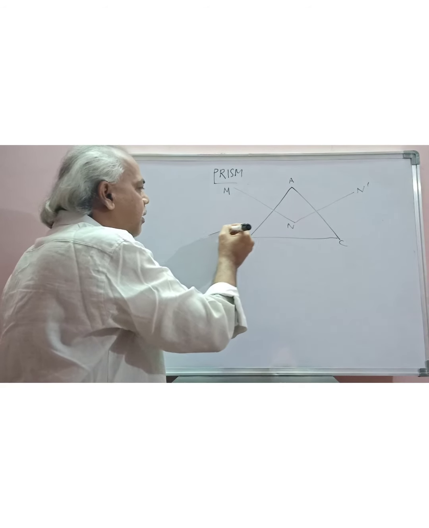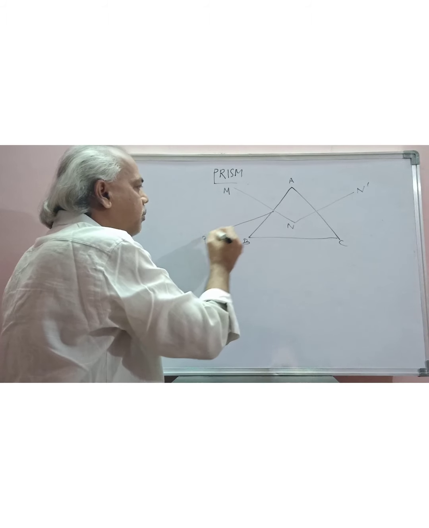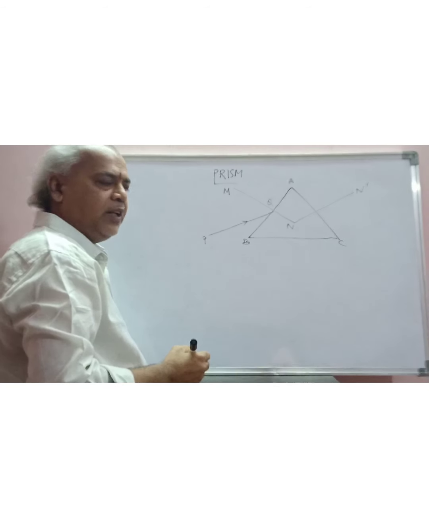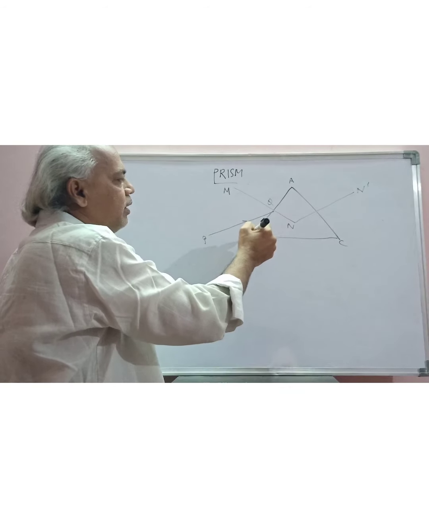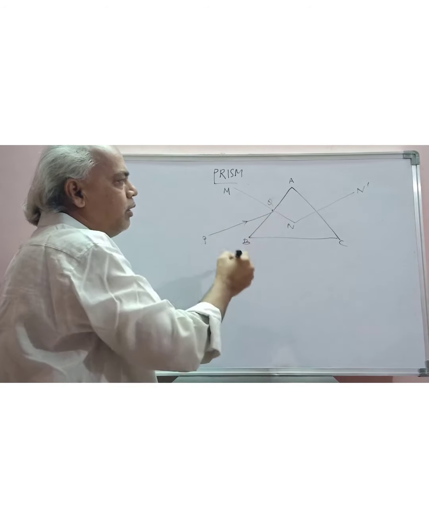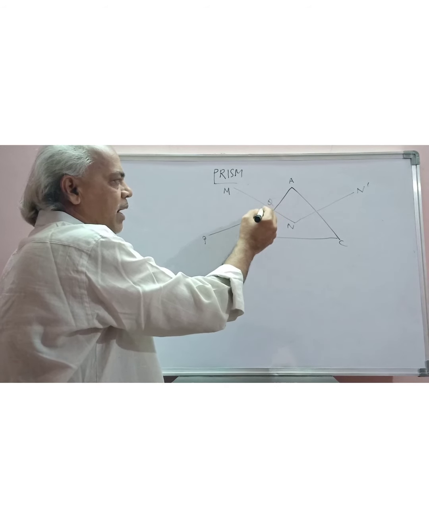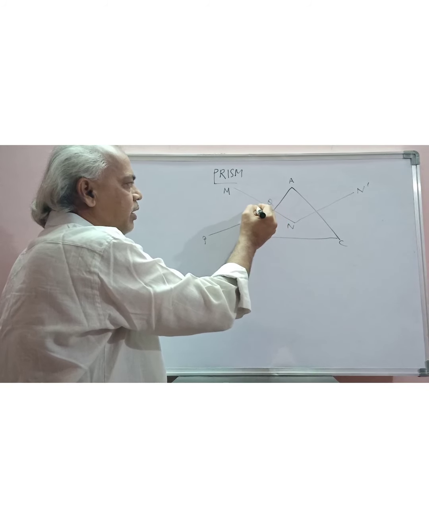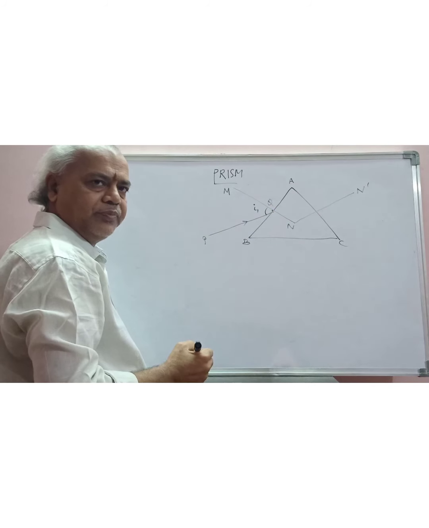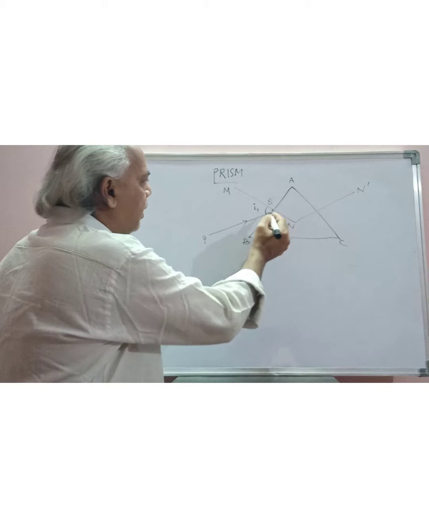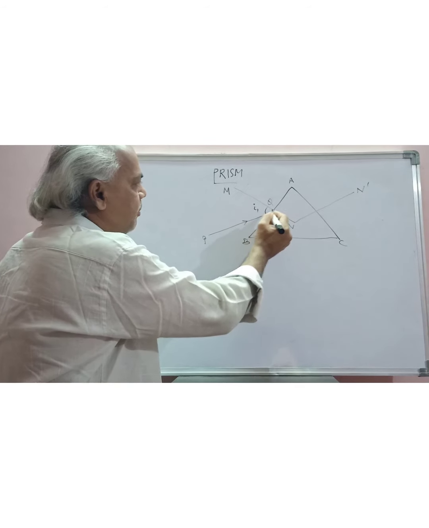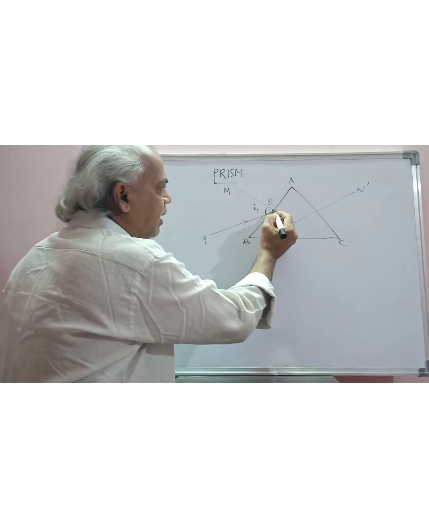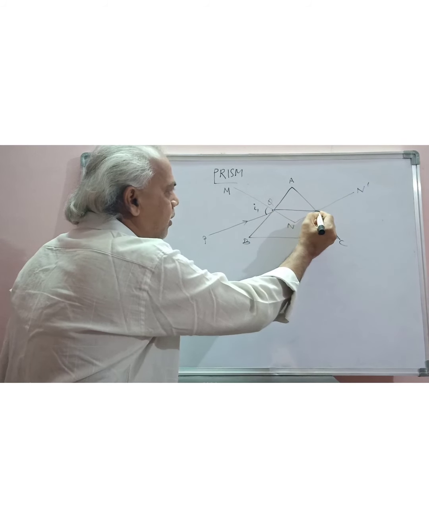Here PQ is an incident ray. It is incident on the AB surface at Q. It makes some angle with the normal, that is the angle of incidence I1. Here the incident ray PQ refracts in the prism. The refracted ray is QR.